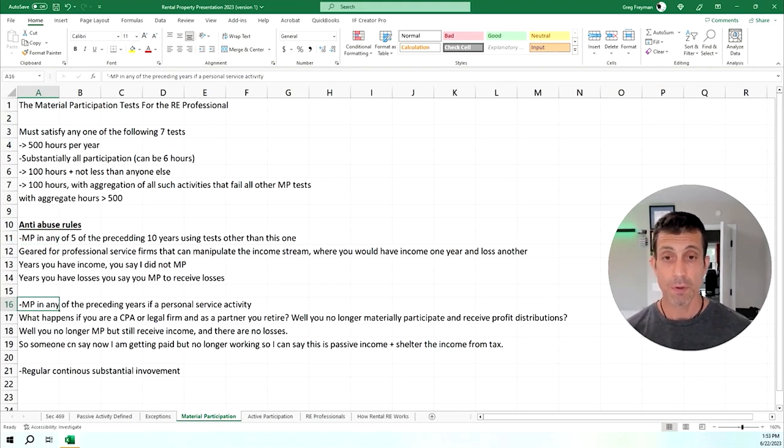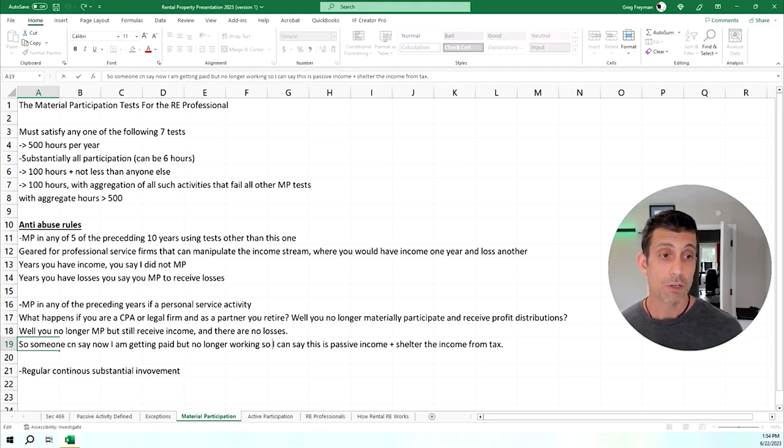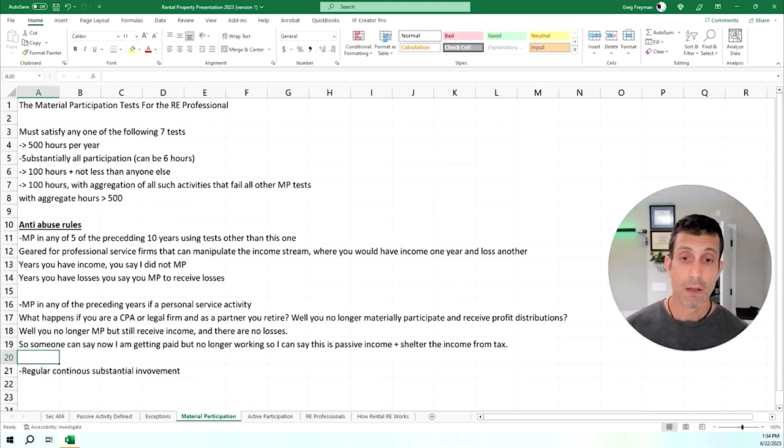And then let's see, material participation in any of the preceding years if a personal service activity. So if you're a CPA firm and a legal firm and then you retire, well, you no longer participate, but you're still receiving profit distributions. Well, if you're no longer materially participating, but you're still receiving the income, there are no losses. So someone can say now, I'm getting paid, but no longer working. So I can say this is passive income and shelter the income from regular income tax, right? And so that's why they came up with these other rules. And then lastly, regular, continuous, substantial involvement.